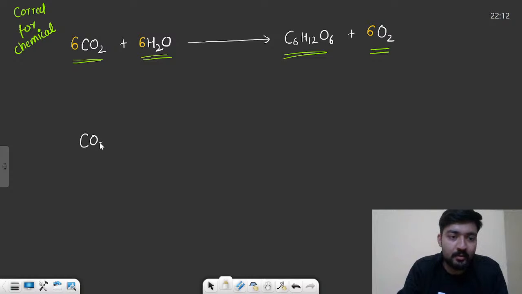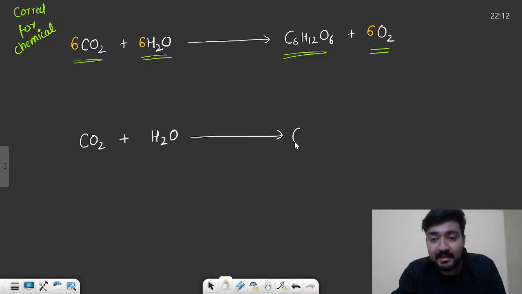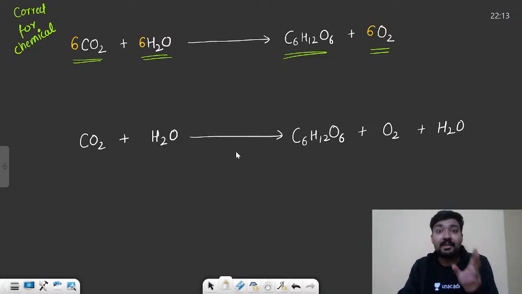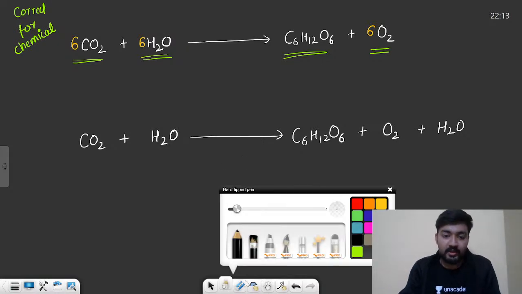Let me write the same equation again. So we have CO2 and H2O, and they make C6H12O6, and they make oxygen, but they are also making water. They are using water as well as making water. Both of these are different, and the equation is balanced in a different way for biologists.